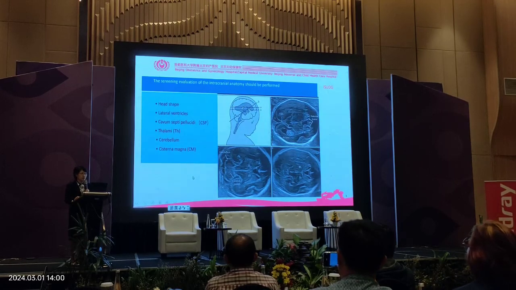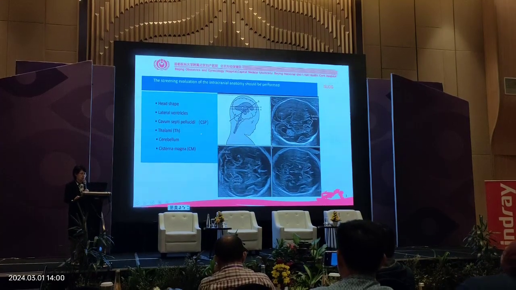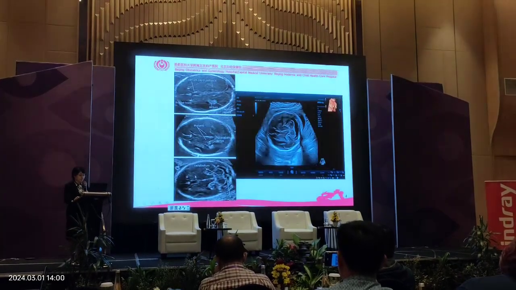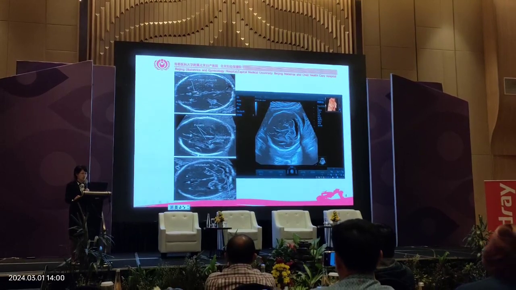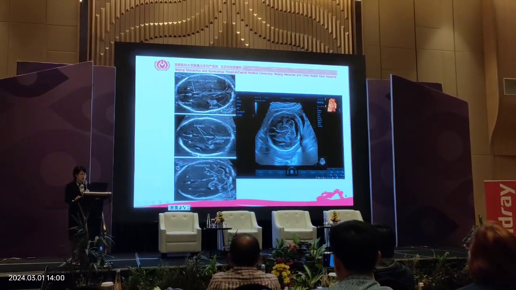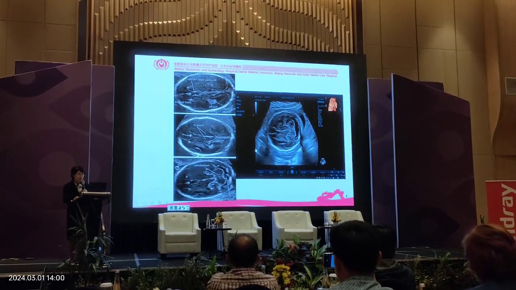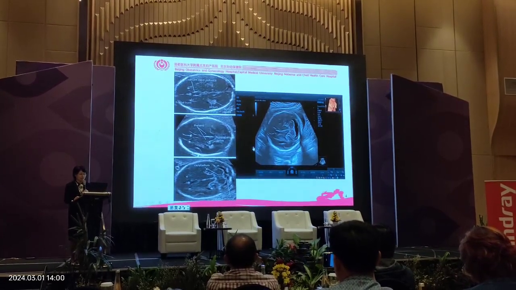So the series evaluation of the intracranial anatomy should be performed, including the following items. We can see the frontal horn, the CSP, and the artery and choroid plexus. We can use the machine, just press one key to get all the sections. Let me show you the video.